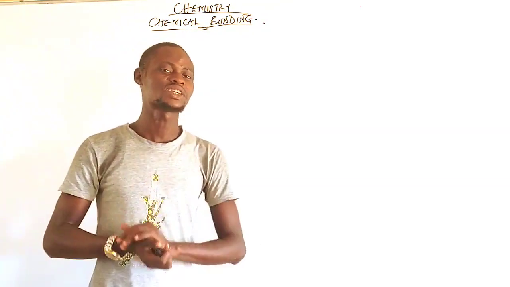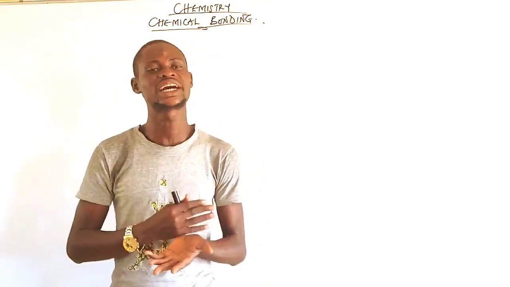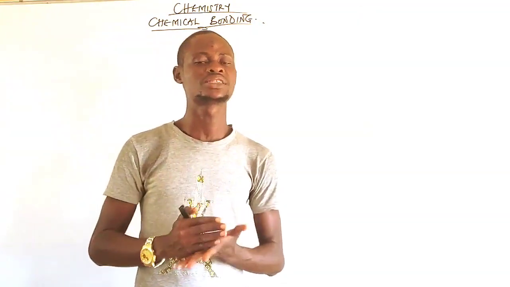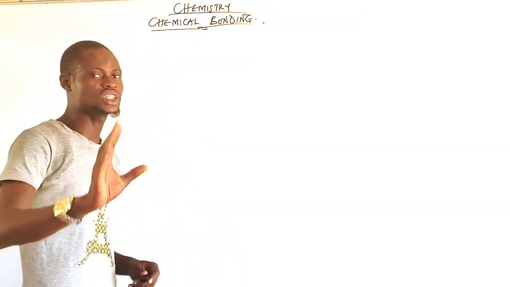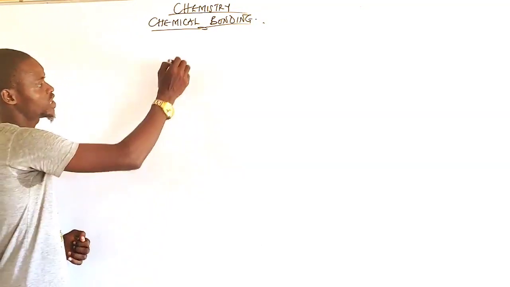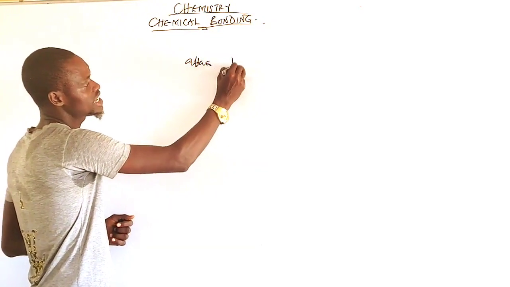Before I start today's class, my first question is, why is it that chemical substances undergo chemical bonding? There is a reason why many substances undergo chemical bonding. Without wasting much of our time, one of the major reasons why they undergo chemical bonding is for them to attain the structure of inert gases.